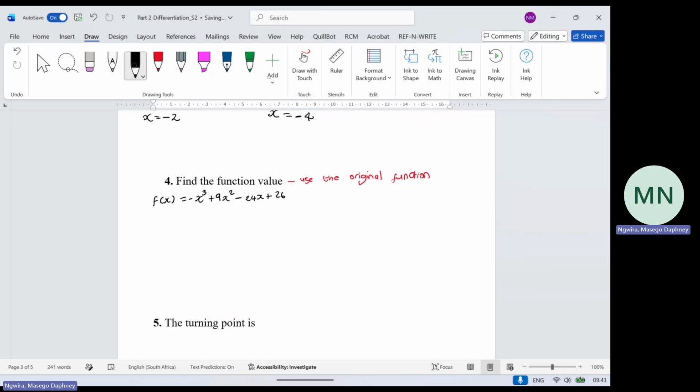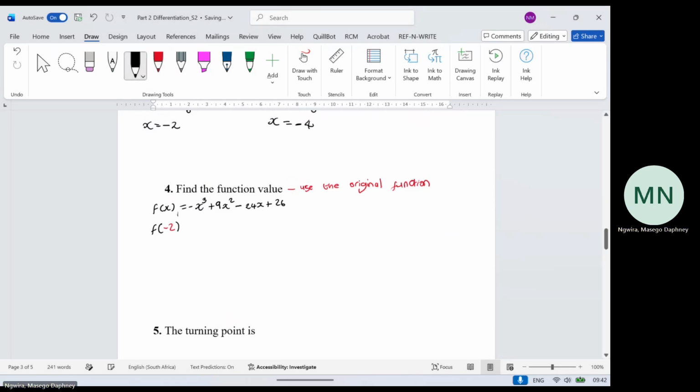Okay? So it means that now we're going to start with f at -2. So it means that wherever I see x, I'm going to put -2. This will be negative. Then we put a -2 to the power of 3, then plus 9, -2 to the power of 2. Did I get the -2? Okay.